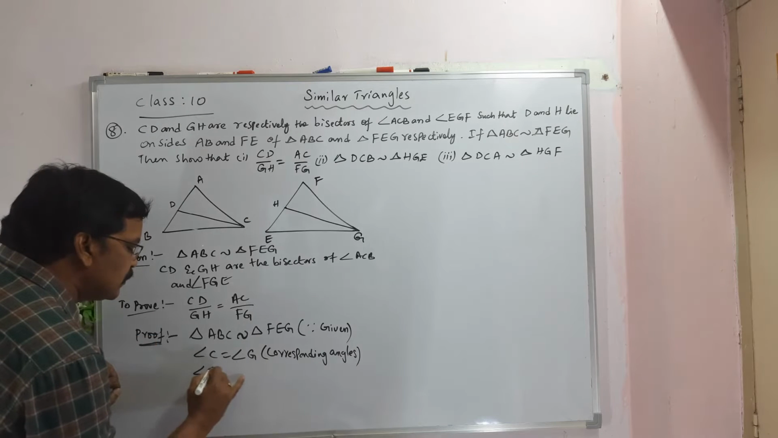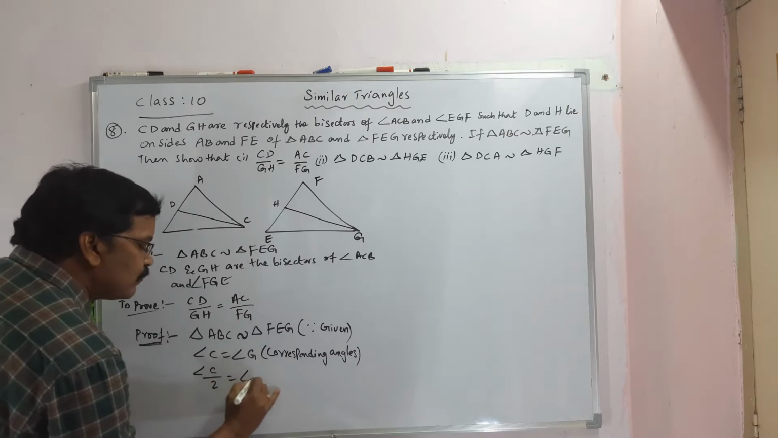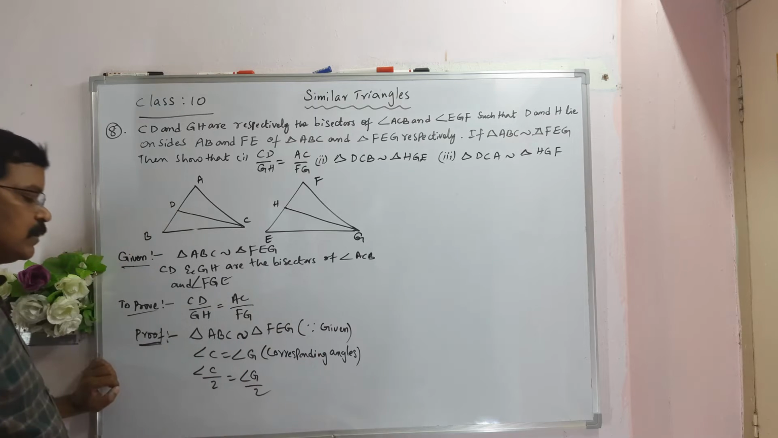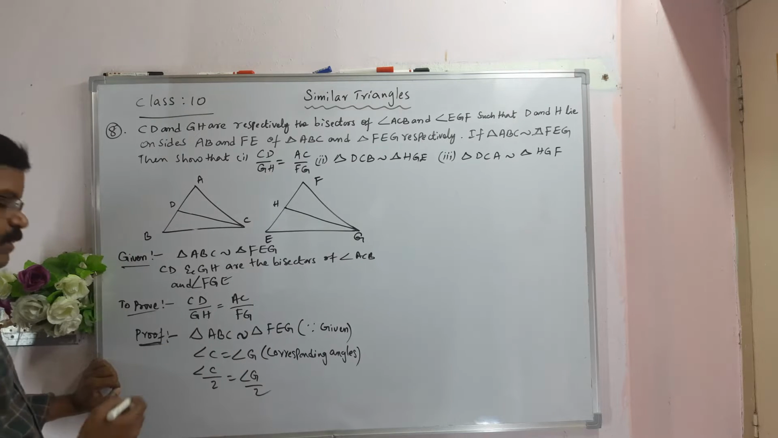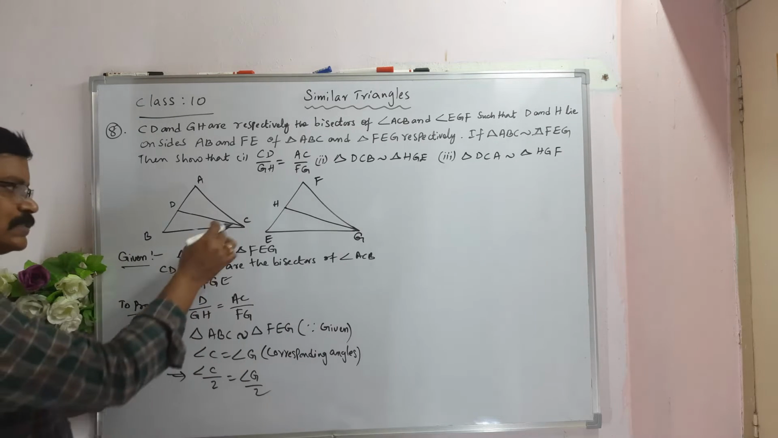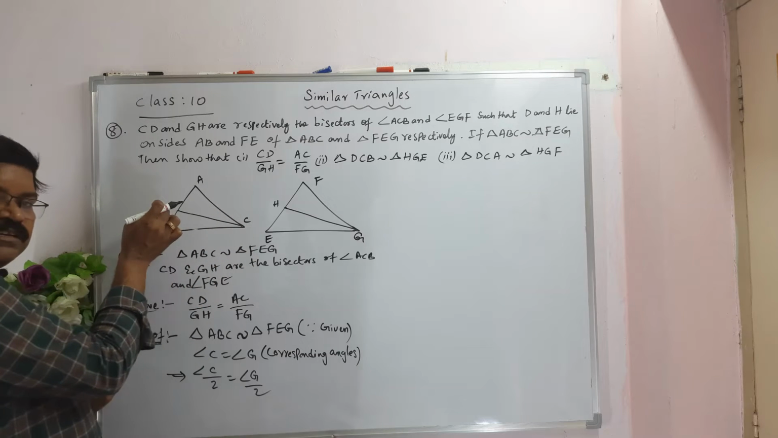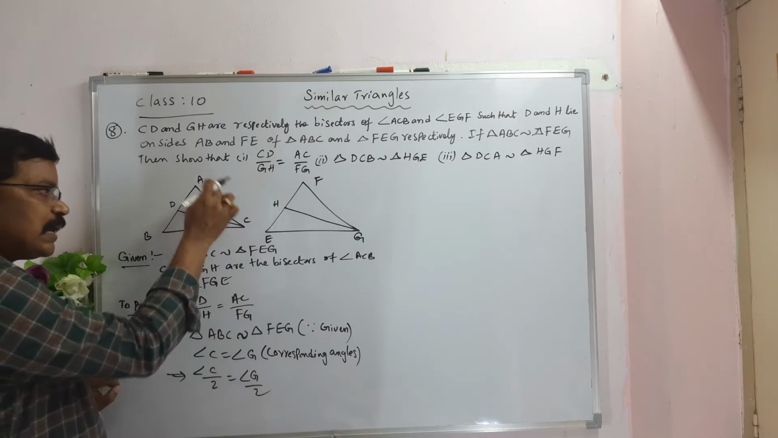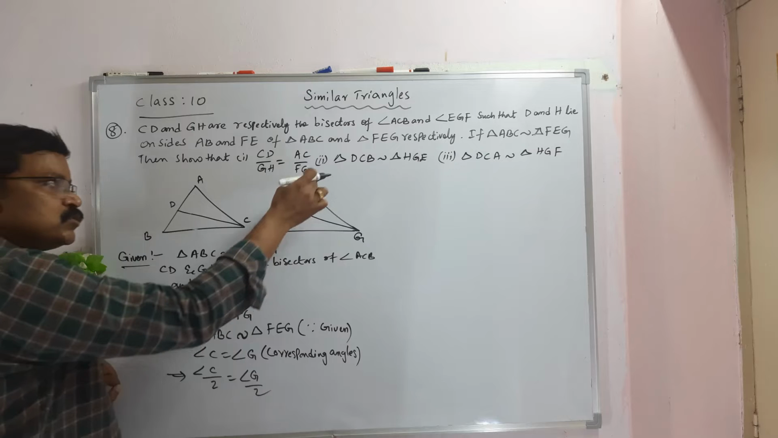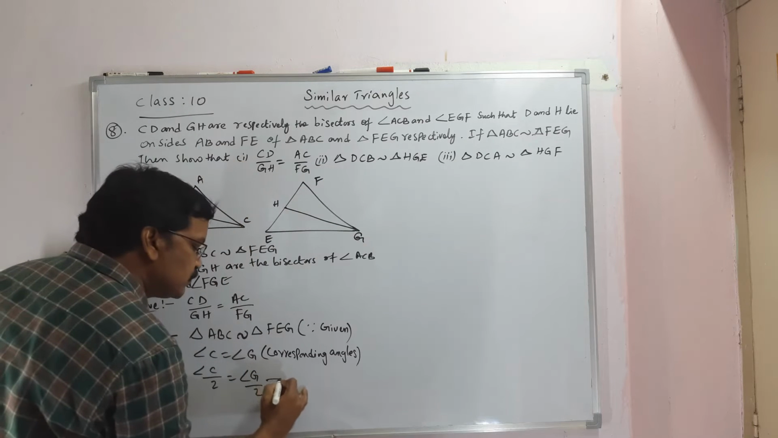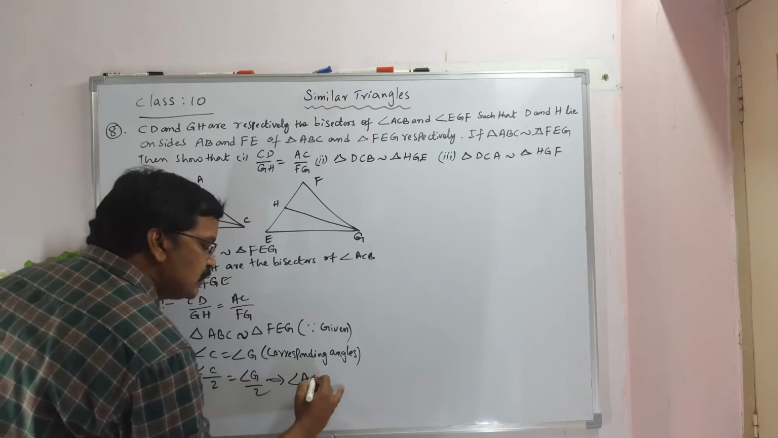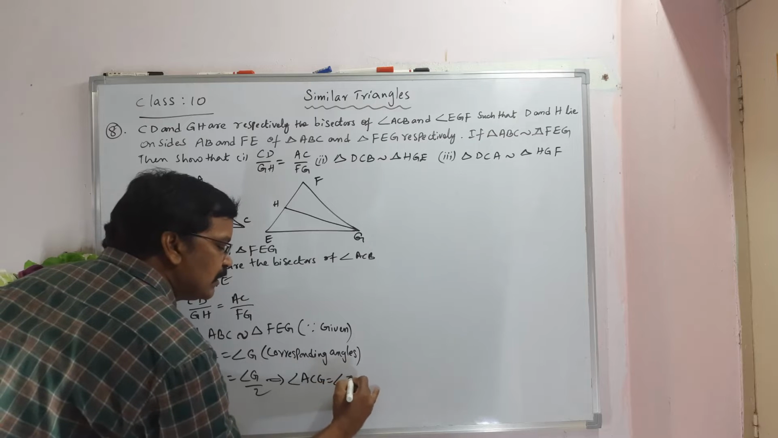Now what we do here is just halve both sides. Angle C by 2 is equal to angle G by 2. So what is C by 2? Since CD is the bisector, that means angle ACD should be equal to angle FGH. Angle ACD is equal to angle FGH.